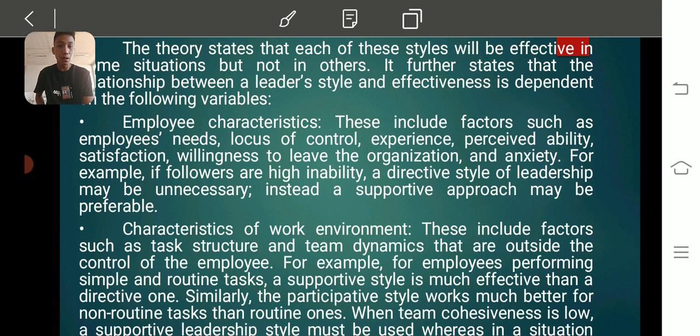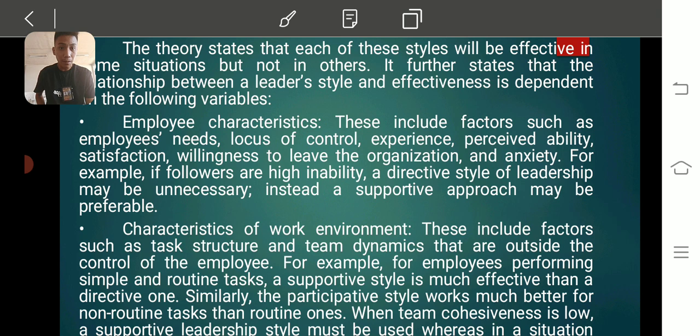Characteristics of the work environment. These include factors such as task structure and team dynamics that are outside the control of the employee. For example, for employees performing simple or routine tasks, a supportive style is much more effective than a directive one.